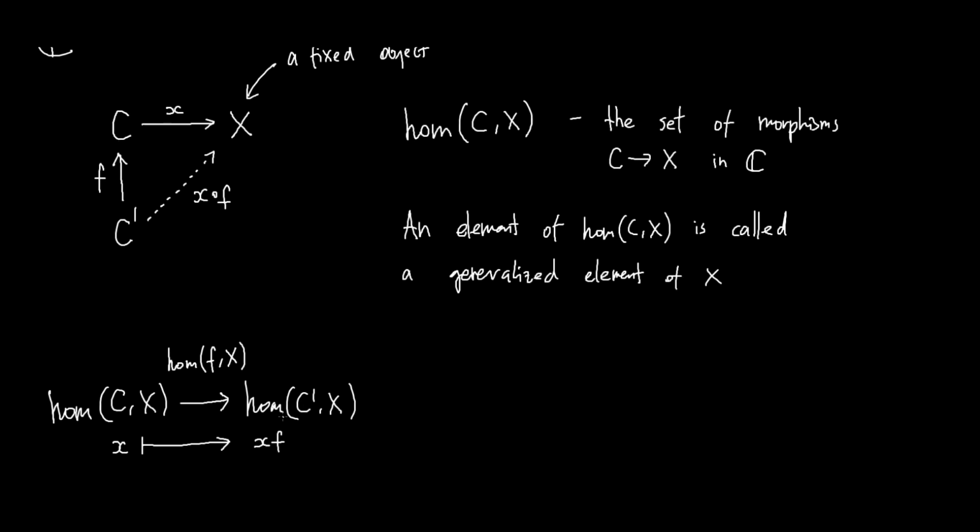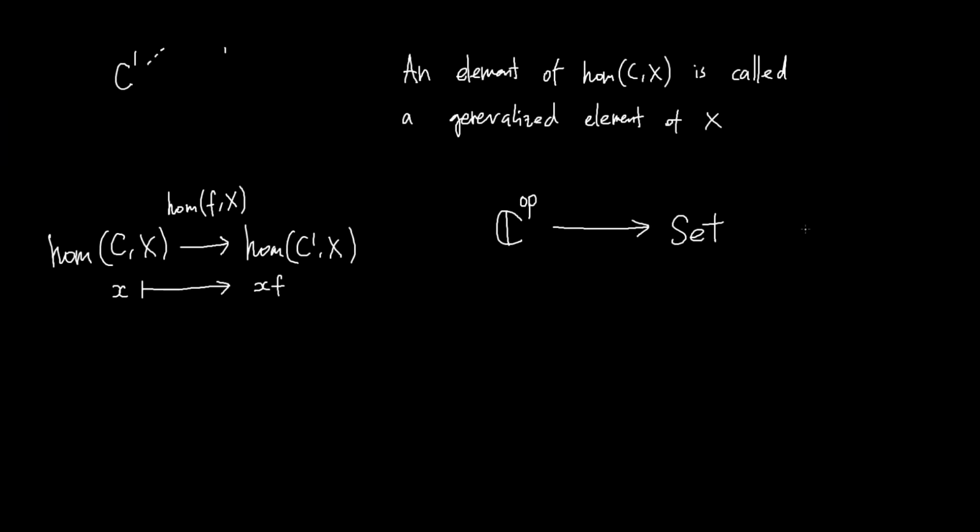But a functor cannot reverse direction of arrows, right? A functor must preserve direction of arrows. But there is a way to remedy this by considering the dual category. So what I get here is a functor from C op to the category of sets. Let's get convinced of this.